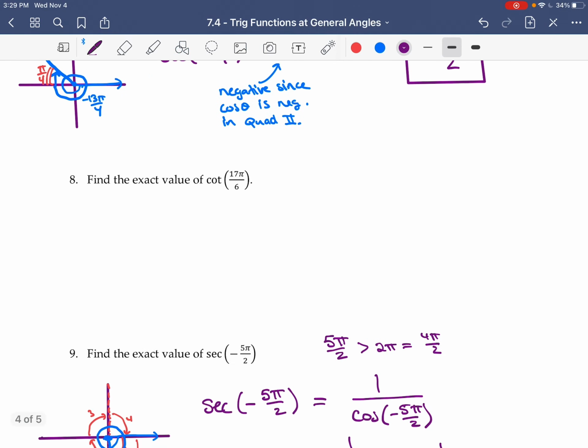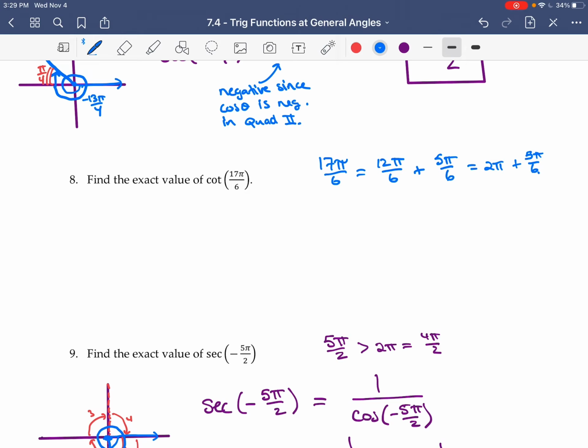Okay, let's try cotan of 17 pi by 6. Okay, so again, I'm going to write 17 pi by 6, and I'm going to try and take out as many multiples of 6 as I can, so that there's 12 of them, and then I'm going to have 5 pi by 6 left over. Okay, so that's 2 pi plus 5 pi by 6.